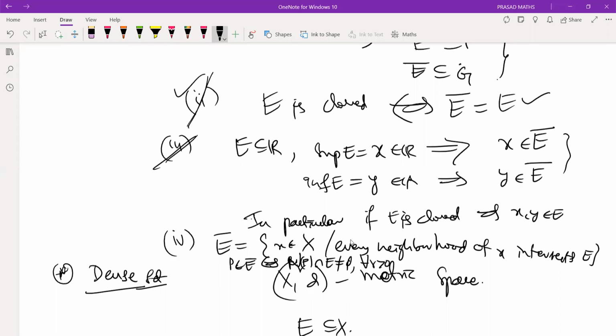This is my metric space, this is my subset E. To be in E closure, you take any neighborhood, it just has to intersect E.